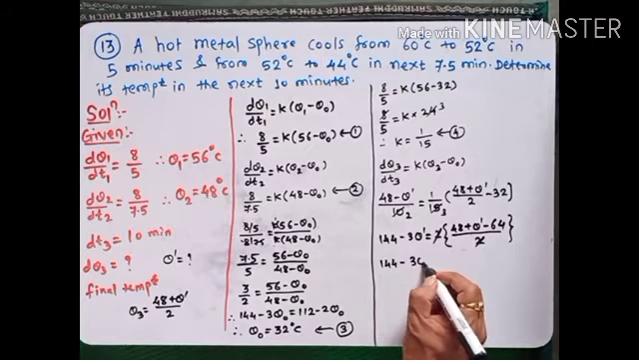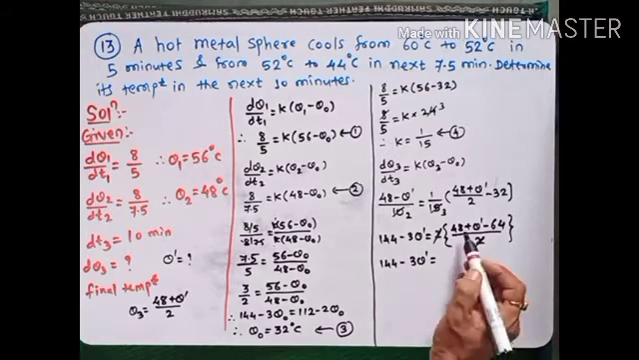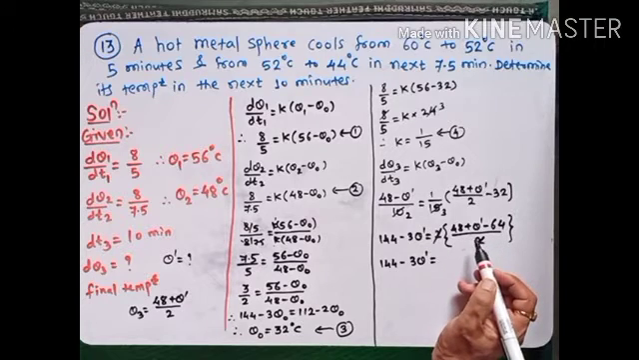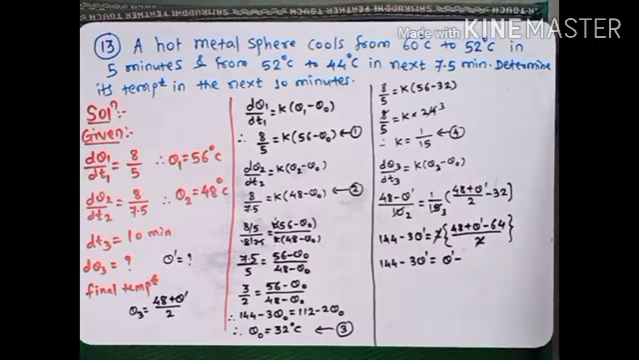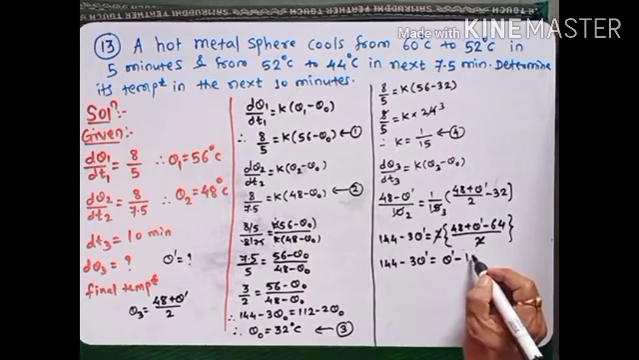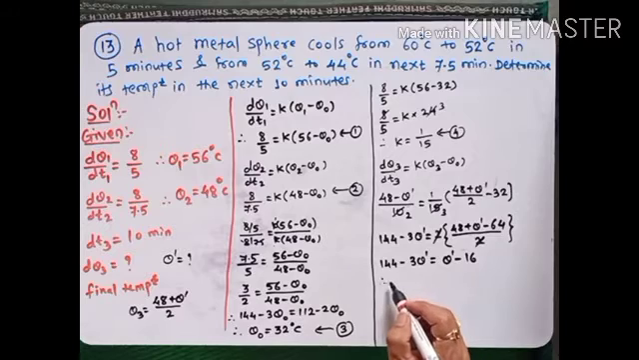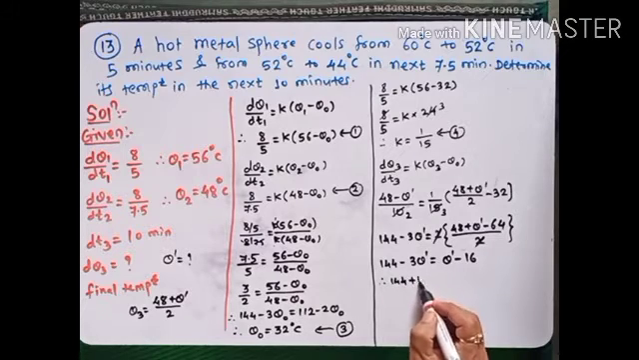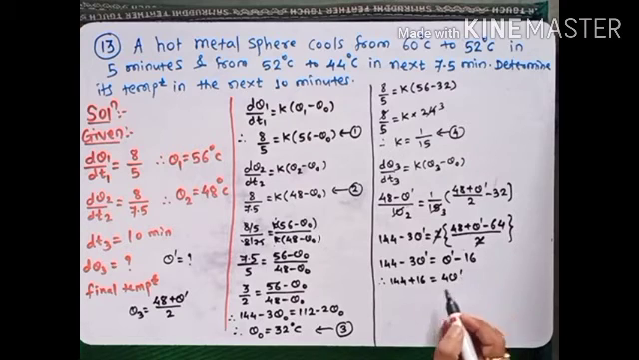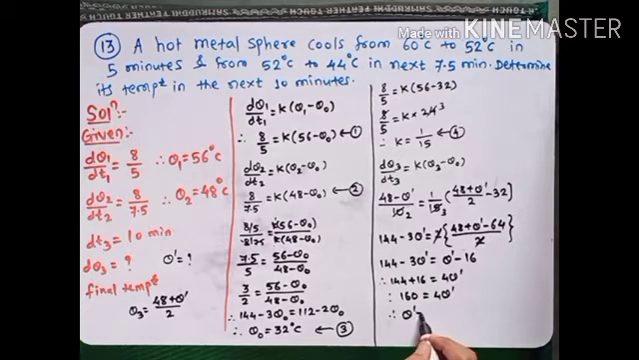144 minus 3 theta dash is equal to 48 minus 64. I will write theta dash minus 16. Okay, and therefore 144 plus 16 is equal to 4 theta dash, and therefore 160 is equal to 4 theta dash, and therefore theta dash is equal to 40 degrees centigrade, and therefore d theta 3 is equal to 48 minus 40, which gives 8 degrees centigrade.